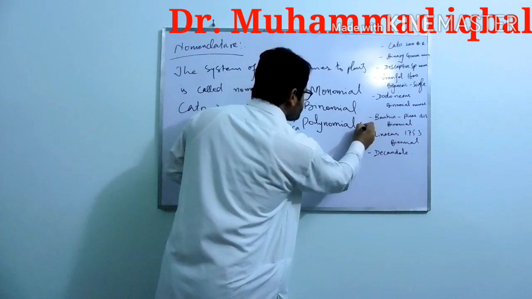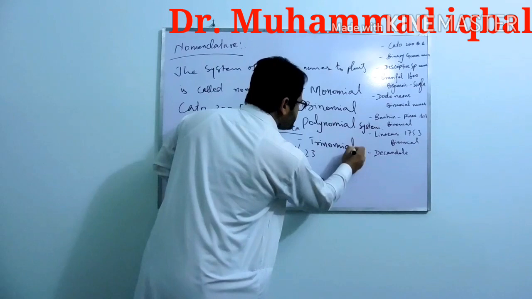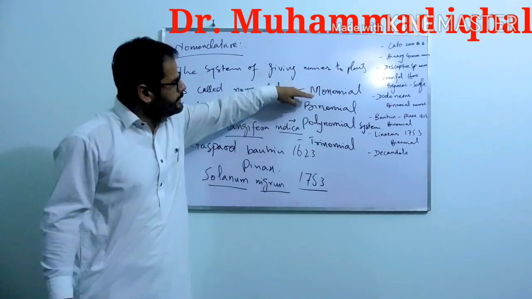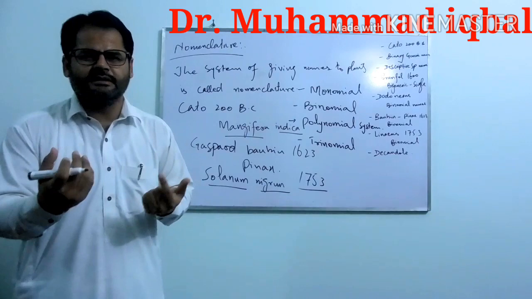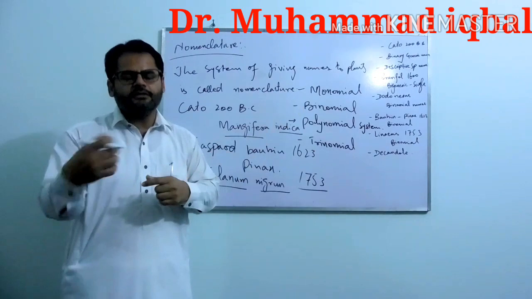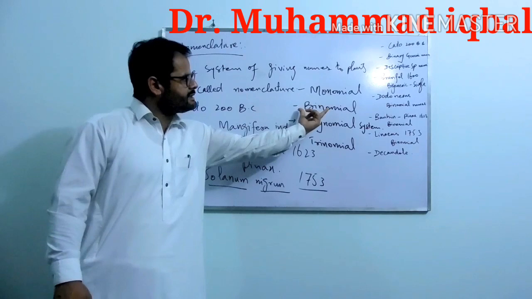And before polynomial, we will consider the trinomial system of names. Monomial means a single word. A single word is used to name the plant. That is the monomial system. For example, Bauhin followed this system, giving a single name instead of bigeneric names to plants. The second one is the binomial concept.